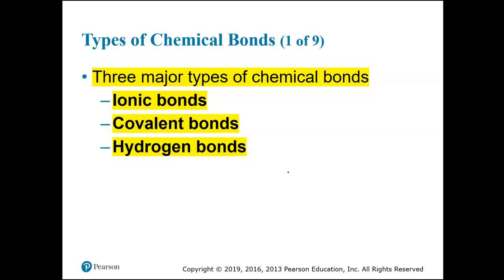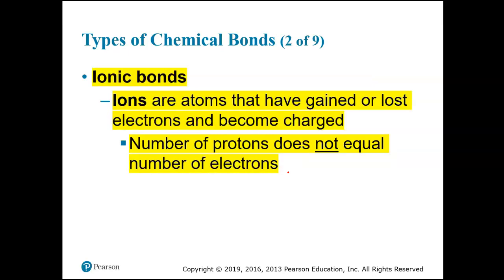There are 3 major types of chemical bonds which form when atoms gain, lose, and share electrons, and they are ionic, covalent, and hydrogen bonds. We'll start with ionic bonds. Ionic bonds form because atoms lose and gain electrons. They become charged ions, and ions of different charge are attracted to one another, and that attraction produces an ionic bond.